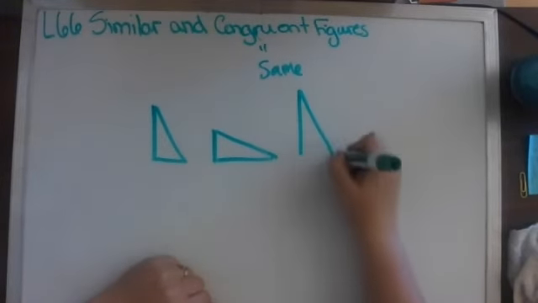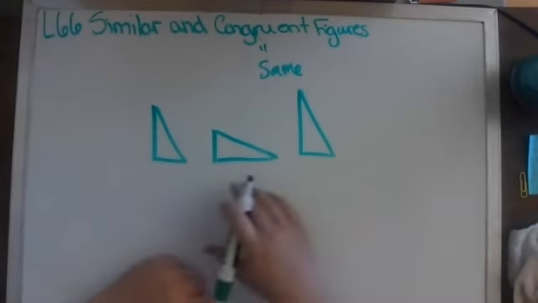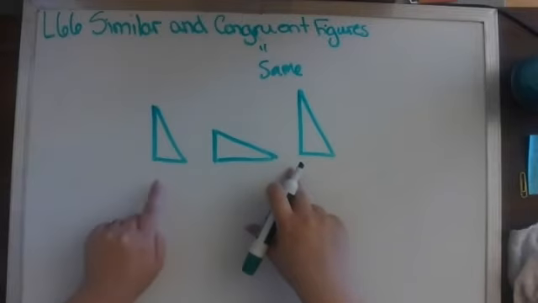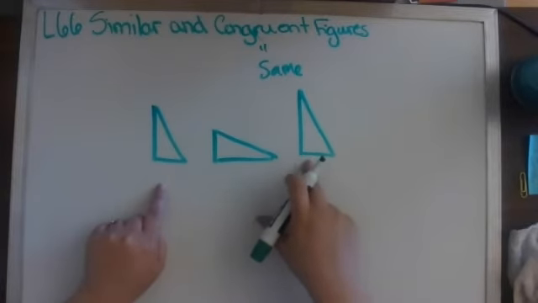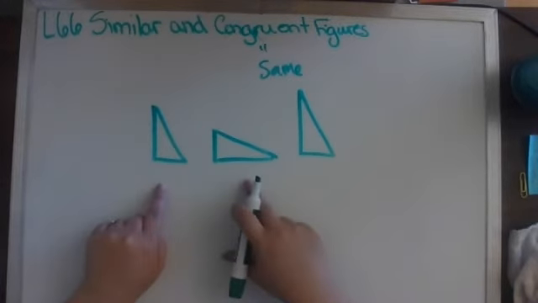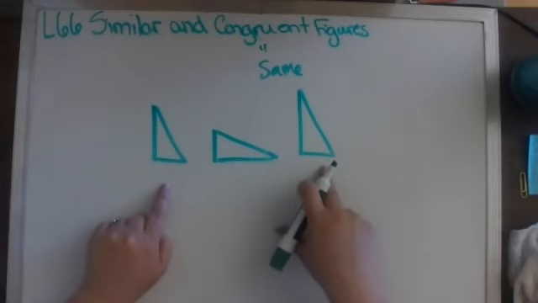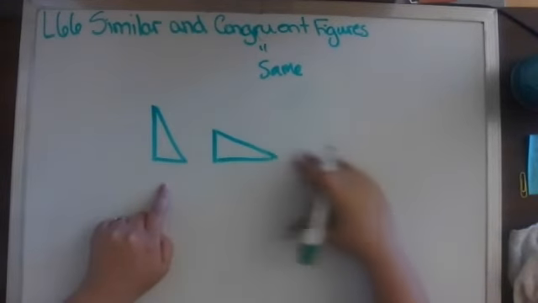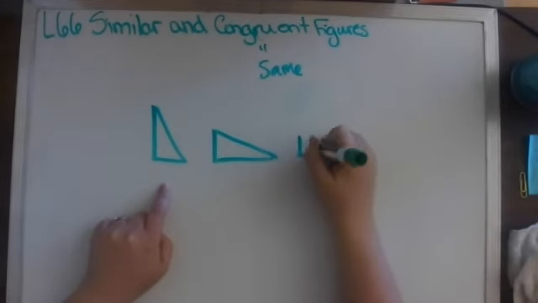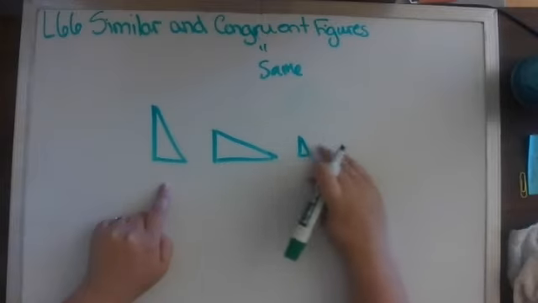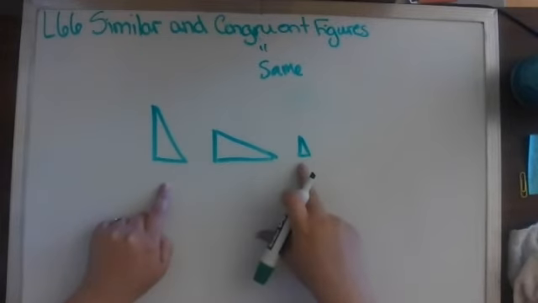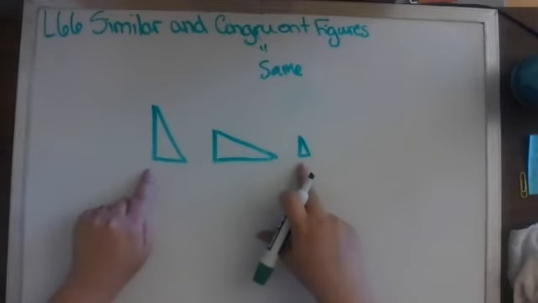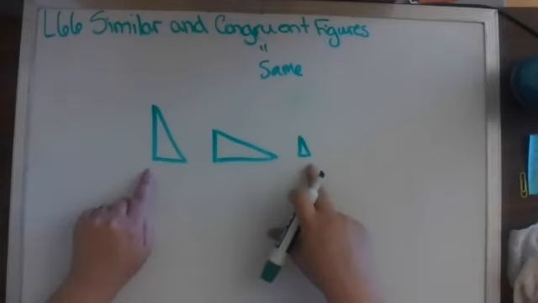This triangle is an enlarged version of these triangles. So it is similar to these triangles. These ones are congruent. This one is similar. Same thing as if I did this. This triangle is similar to this triangle because it is just a smaller version of this triangle. But it is not congruent because it is not the exact same triangle.